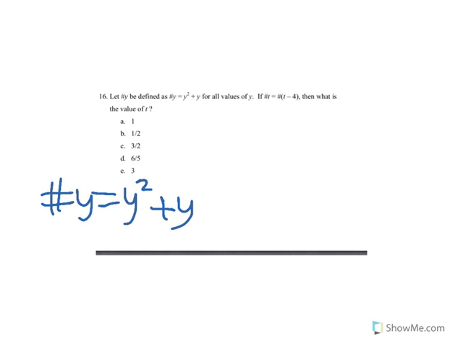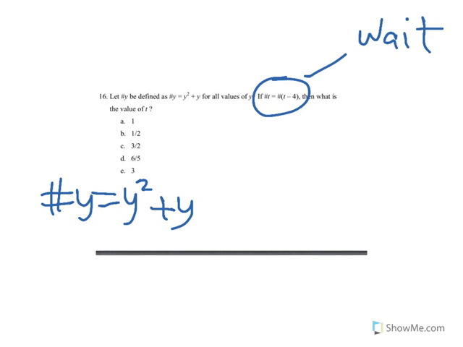Now, here we get this equation. If pound t equals pound of t minus 4, then what's the value of t? The biggest mistake students will make is that they'll think they have to do something with that equation right away. We want to actually wait on that, and instead just look at every appearance of the pound sign and figure out what each one means.